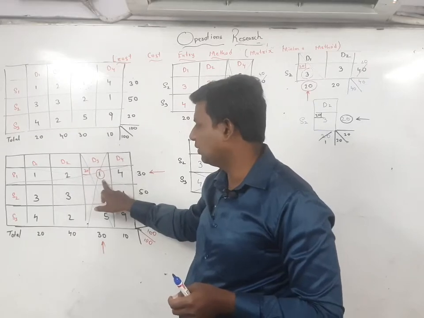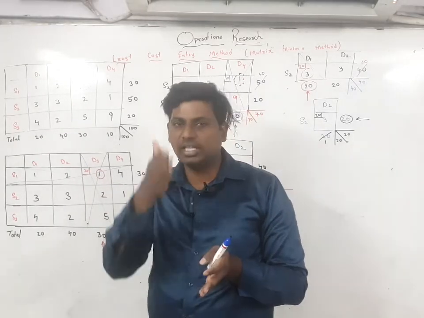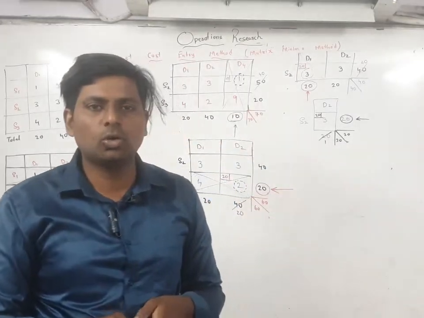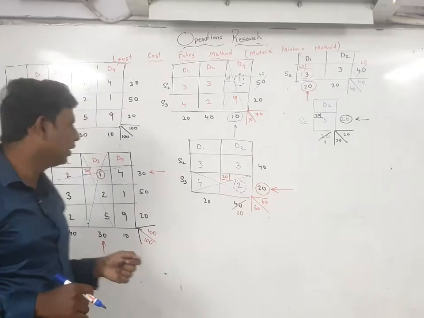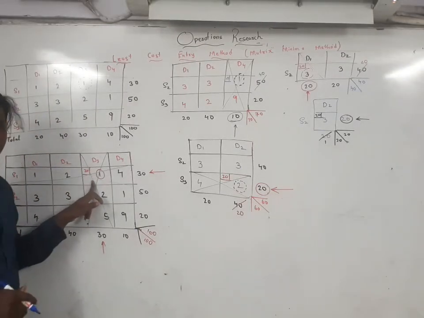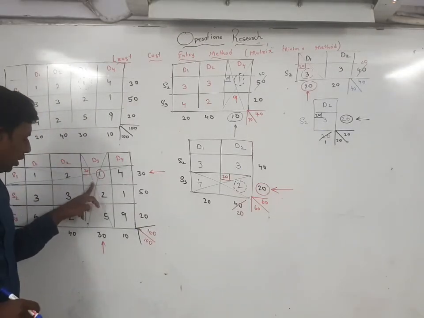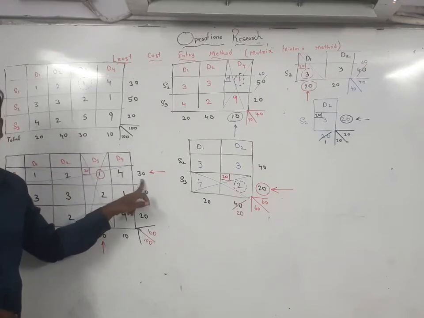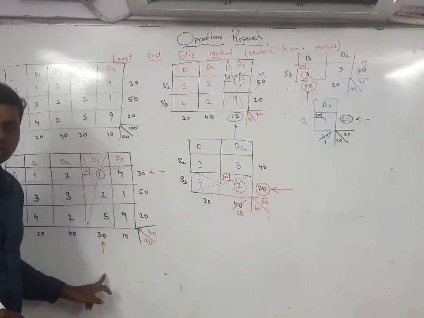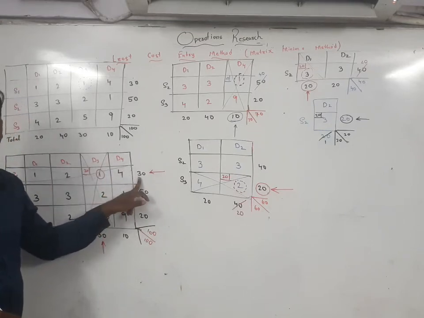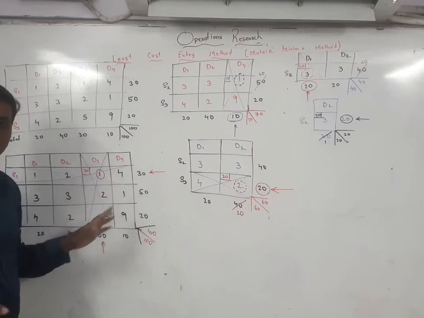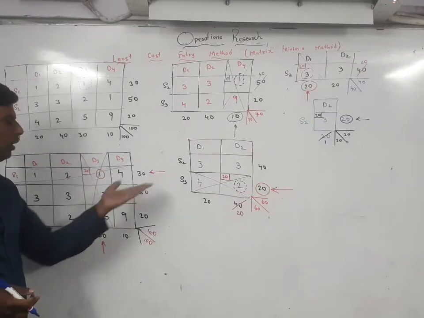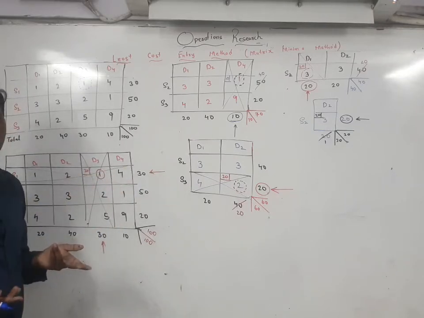If I selected this one, now outside the box, column wise and row wise, you have to select whichever is the least value. Suppose I selected this one, outside column wise the value is 30, and row wise the value is 30. Both are 30, so at a time, from both sides you can take the entry.